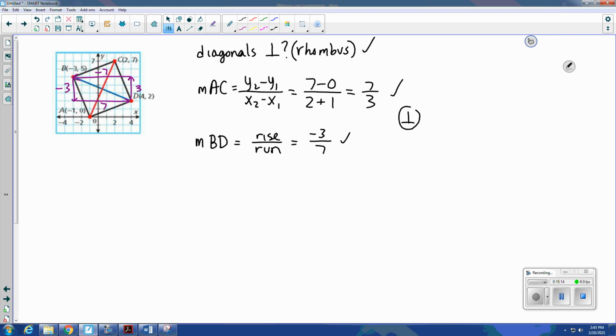In every case that we were using, we looked at the diagonals. That is the most efficient method. So there's the conclusion of the video on rectangle, rhombus, and square.